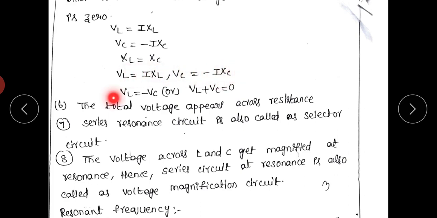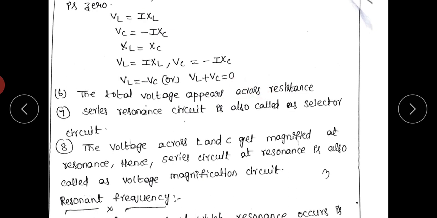So finally, the sum equals 0. VL equals minus VC, so the total voltage across the inductor and capacitor combination equals 0. The total voltage is applied across the resistance. At resonance condition, the voltage across the inductor and capacitor combination equals 0, so the total applied voltage is directly present across the resistor.